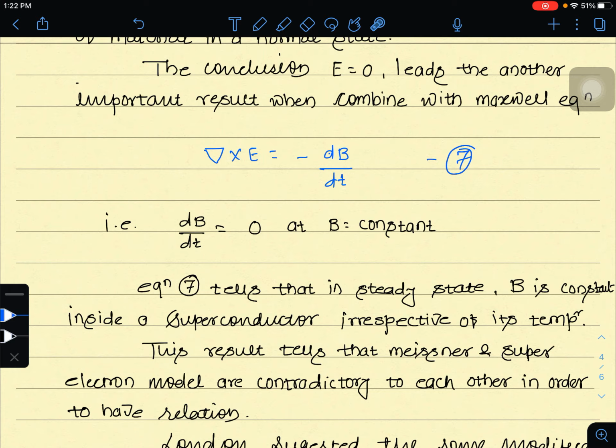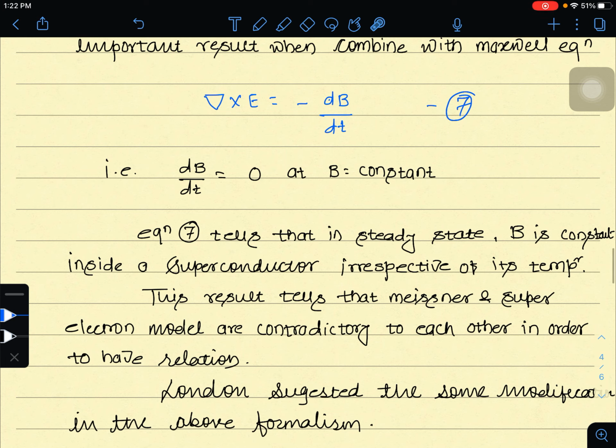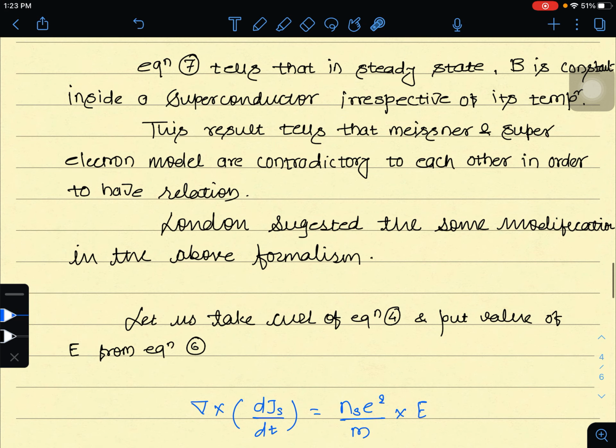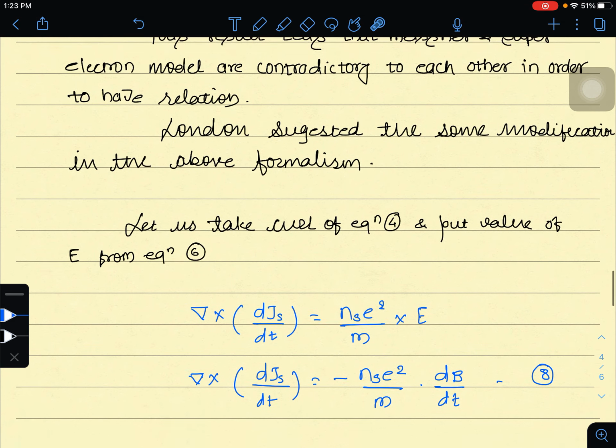In the steady state, B is a constant inside a superconductor, irrespective of its temperature. From such a phenomenon, the London brothers suggested some modifications to the above formulas.